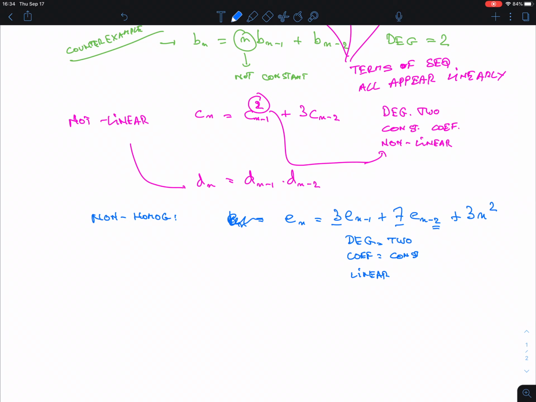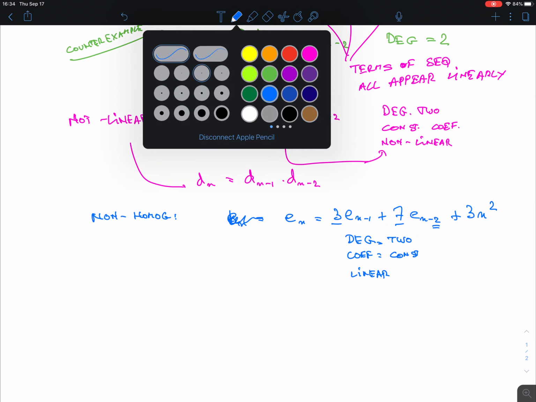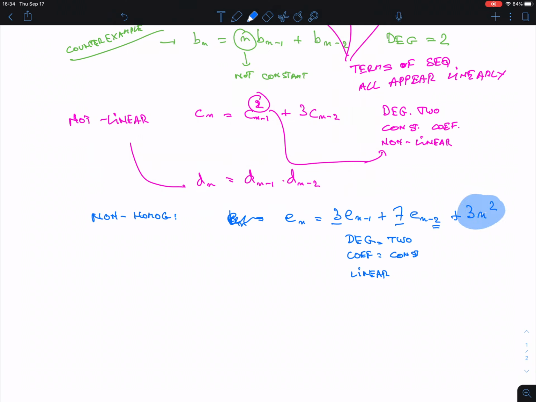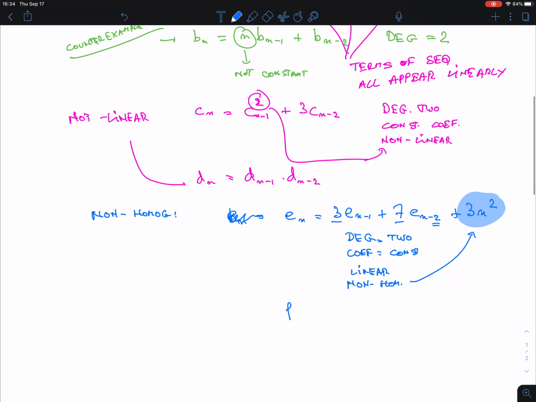But what we have is this extra term here. So this term here makes it non-homogeneous. Notice that this term does not depend on the series. It depends on n, but it doesn't depend on the series. So even this one, let me do the same guy: E_n is 3E_{n-1} plus 7E_{n-2} plus 3. Even this one is not homogeneous, although it's a very simple thing that I'm adding, just 3.